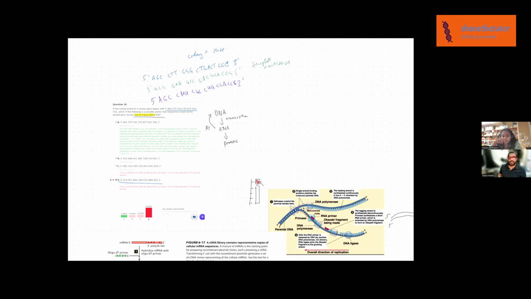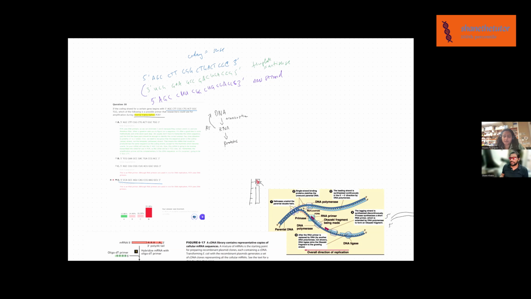Oh, and then this is the new strand, right? And you see how that new strand is identical to the coding strand? Oh, I made a mistake. I made it in RNA. My bad, all the U's should be T's. But yeah, so your answer choice would be the template strand.